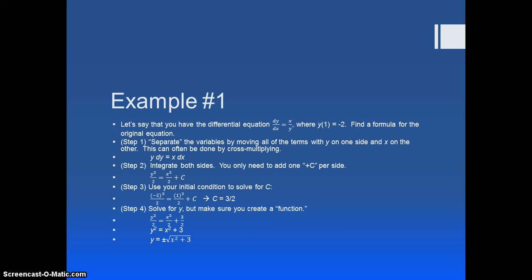Solving for y, we technically get y is equal to plus or minus the square root of x squared plus 3. That's a problem. That's not actually a function. We plug in an x value, we get multiple y values out. So this is where our initial condition comes in.